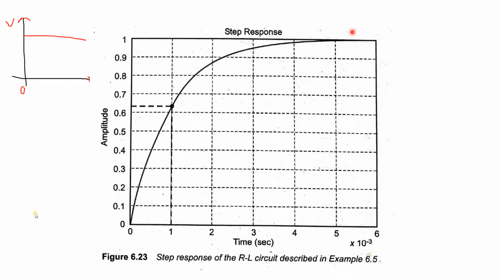Why transient? Because of the inductor. If the inductor was not there, if only resistance was there, then no transient effect would have been observed. But due to the presence of the inductance, there is some transient.